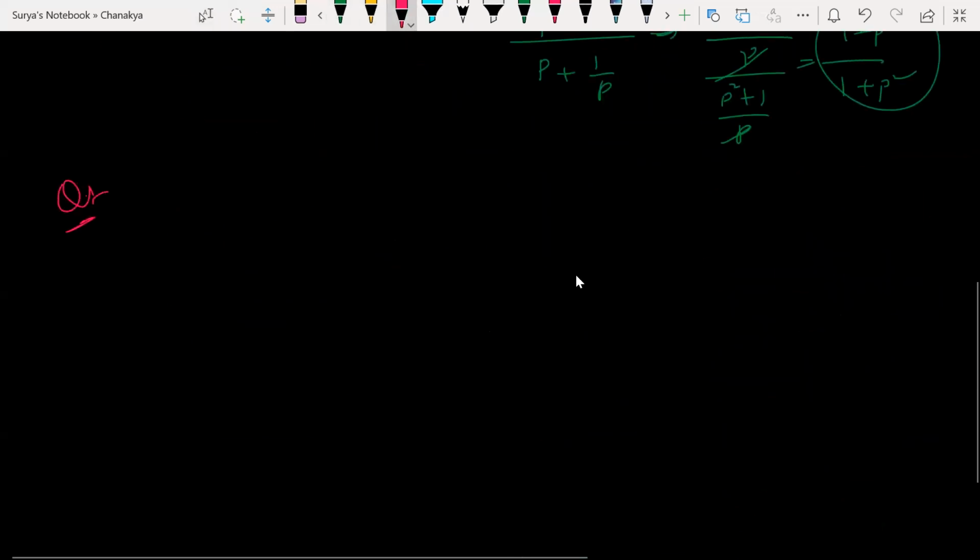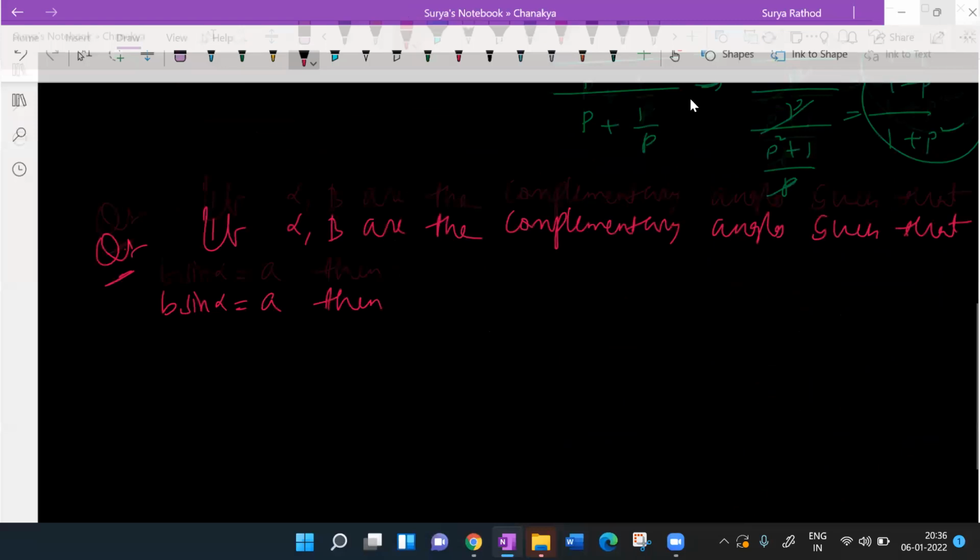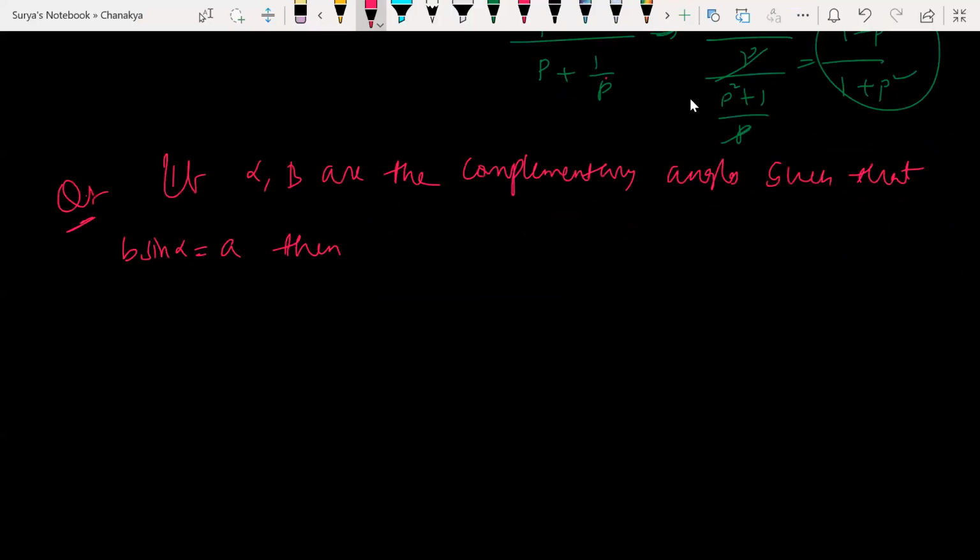Next question. If alpha, beta are complementary angles such that B sin alpha is equal to A, then find the value of sin alpha into cos beta minus cos alpha into sin beta.